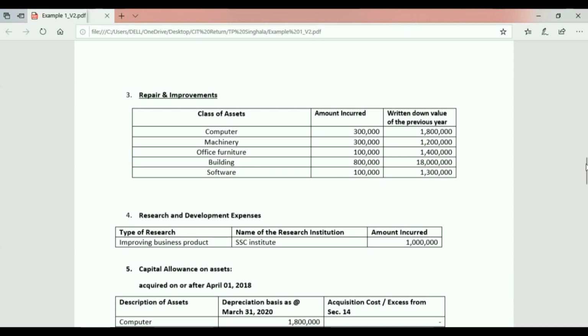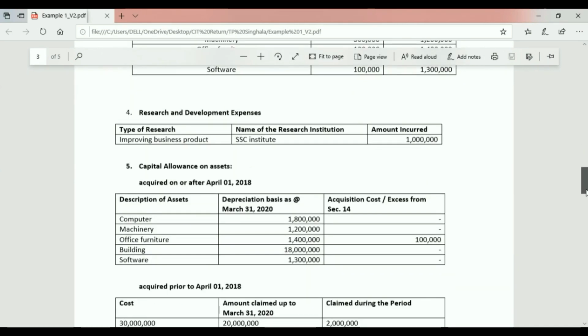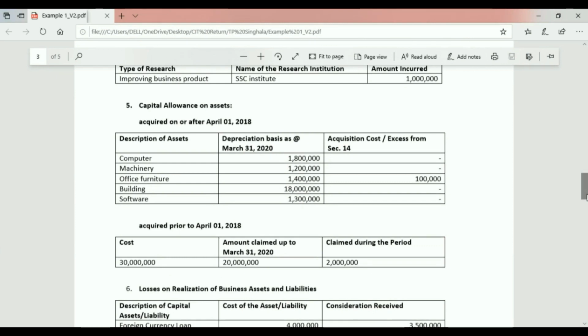And the next item, number 4, provides details with regard to research and development expenses, right? They mention the nature of the research and the research institutions, and the value they incurred, right? And item number 5 provides the details for capital gain, right? Capital gain with regard to assets acquired after 1st April 2018, right? Based on the class of asset, then arrange the depreciation basis as at 31st March 2020.